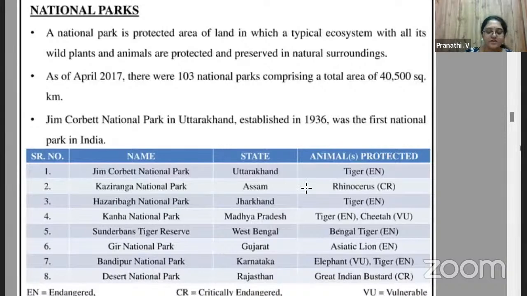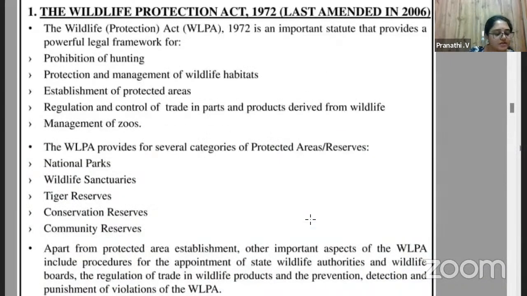So you have different kinds of parks. We'll just have a look at it in the first place. But before that, let us have a look. In any sanctuary or national park, you have three kinds of zones that are there: the core zone, the intermediary zone, and the buffer zone.